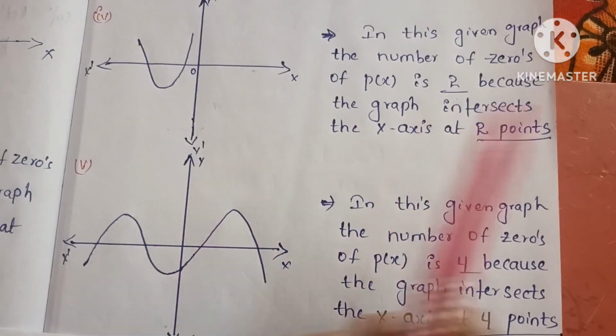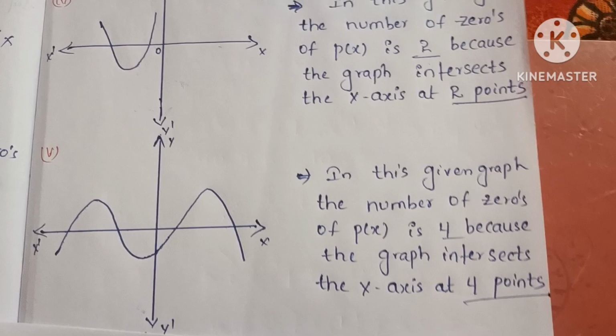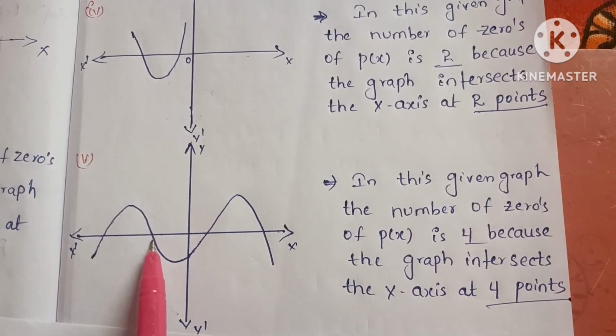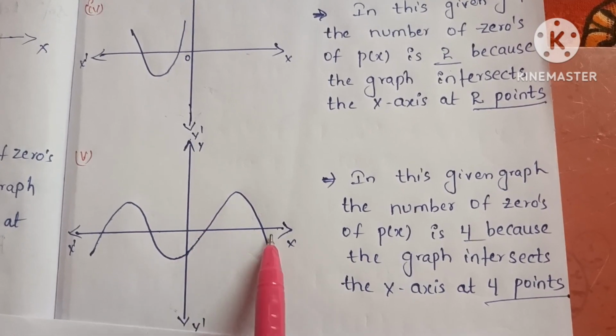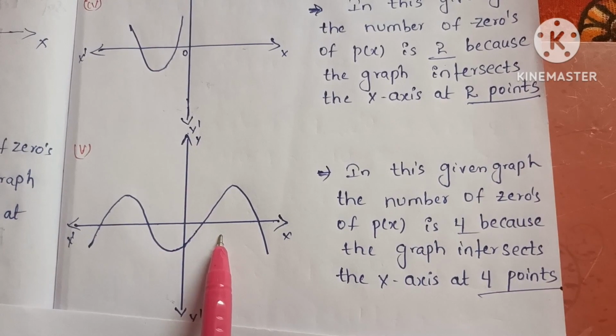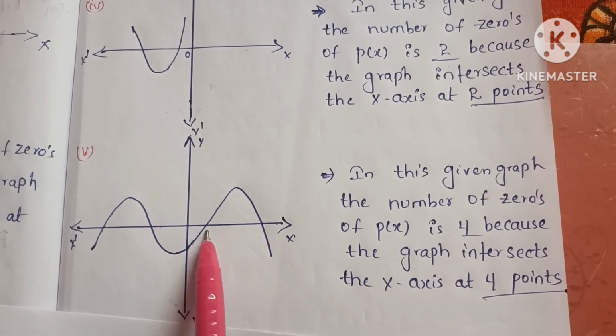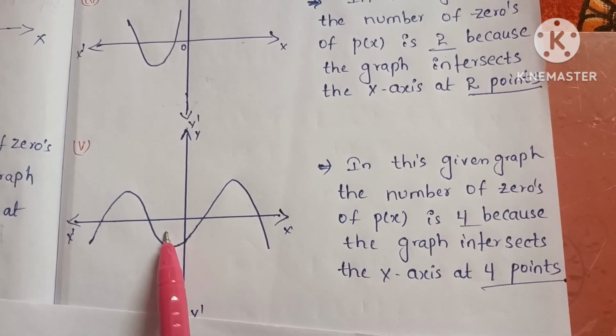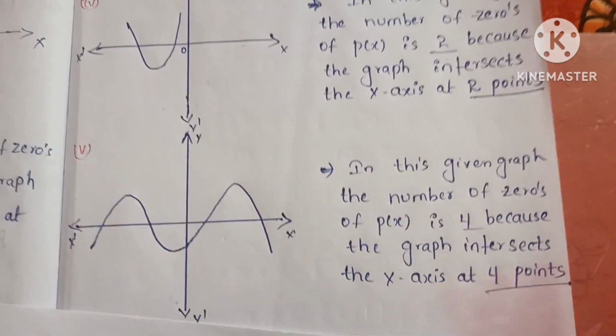Next, the fifth one. In this graph, the number of zeros of p of x is 4. Here and here and here and here. So in this given graph, the number of zeros of p of x is 4: 1, 2, 3, 4, because the graph intersects the x-axis at 4 points.